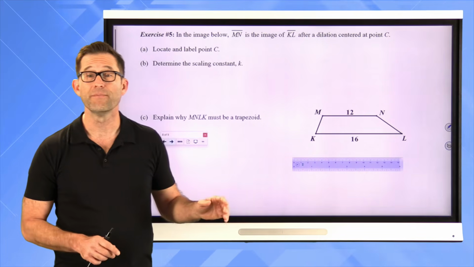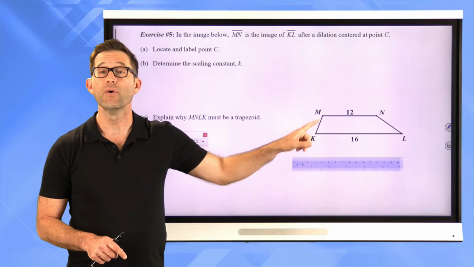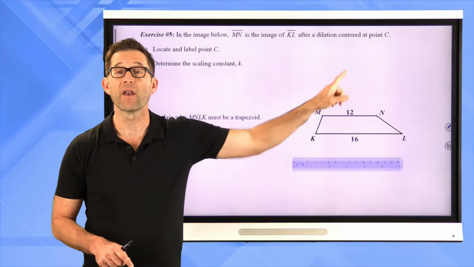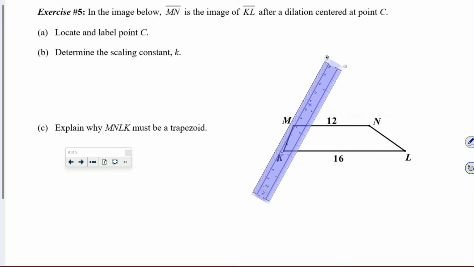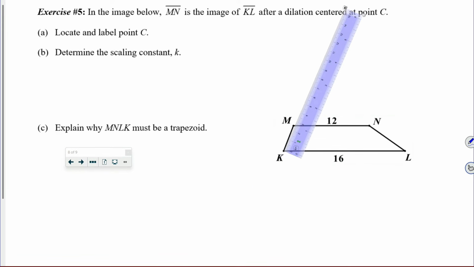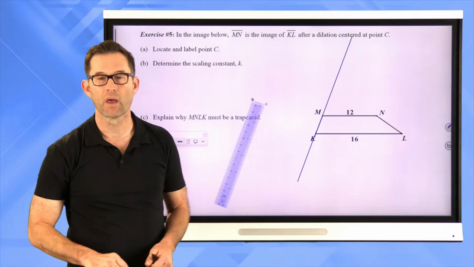Well, keep in mind that M is the image of K. Those two points lie on a line that also contains the center of dilation. So if I just took my straight edge and drew a line through point K and M, let me actually shift it down a little bit like this. Somewhere along that line, our center of dilation must lie, okay?